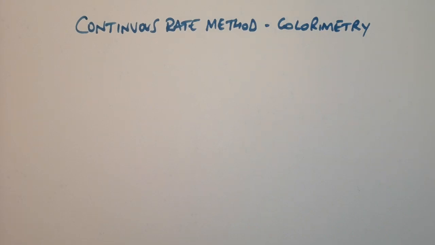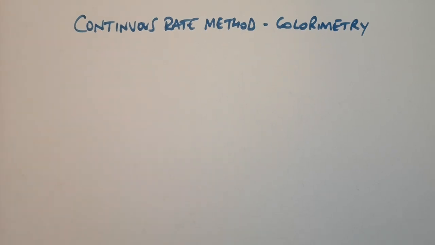Chemistry. In this video we're going to introduce the idea of the continuous rate method as a way of determining the orders of reaction, but specifically we're going to look at colorimetry. Now, continuous rate methods you have met before in Year 12.